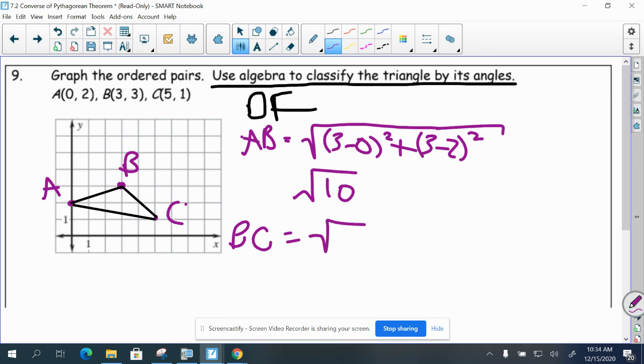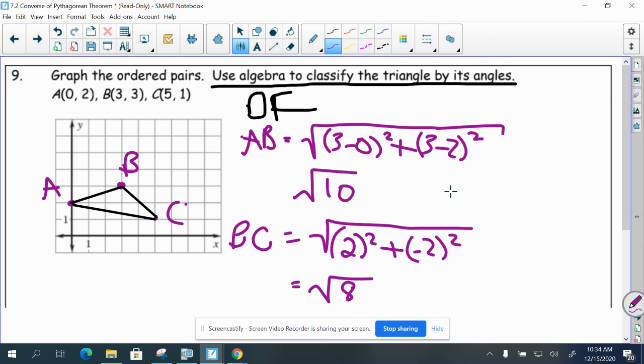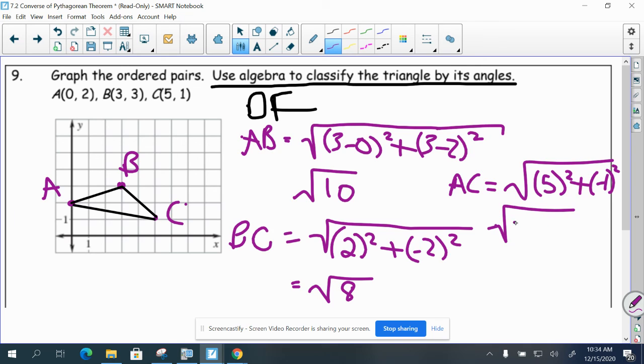So this would be the square root of 5 minus 3 is 2 squared, plus 1 minus 3 is negative 2 squared. And this would make 4 and 4, because negative cancels, so square root of 8. And I'm just going to leave it like this again. We don't need to simplify that. And then finally, let's get AC. So this would be 5 minus 0 is 5 squared. 1 minus 2 is negative 1 squared. So this would be 25 plus 1 is 26.